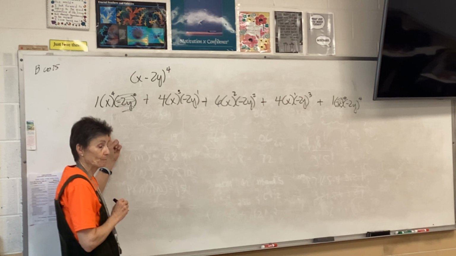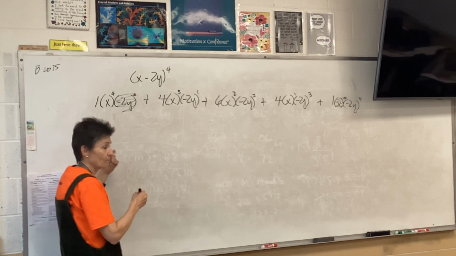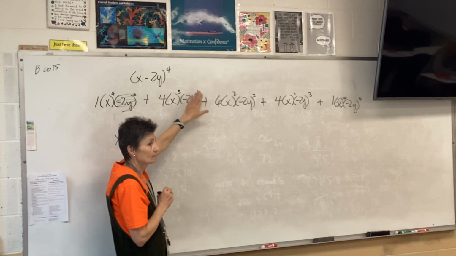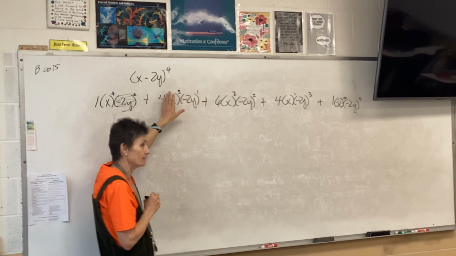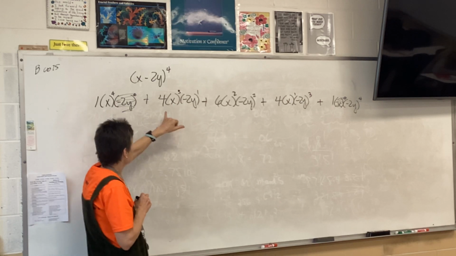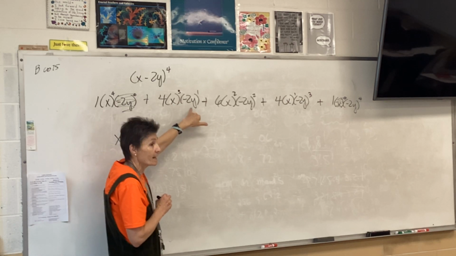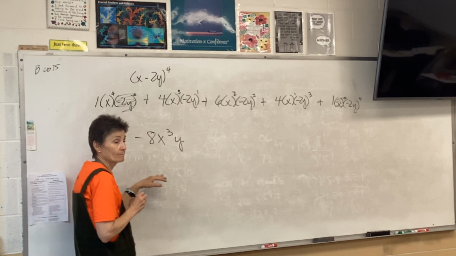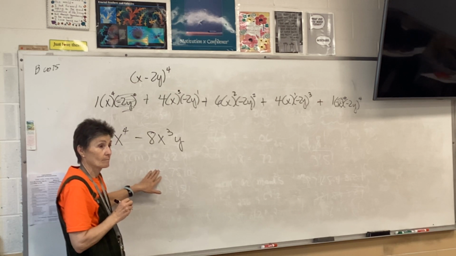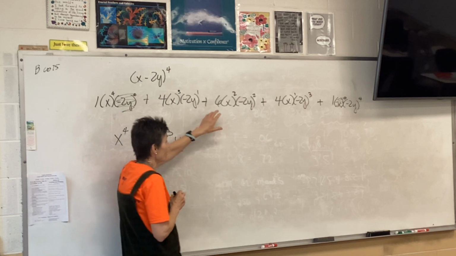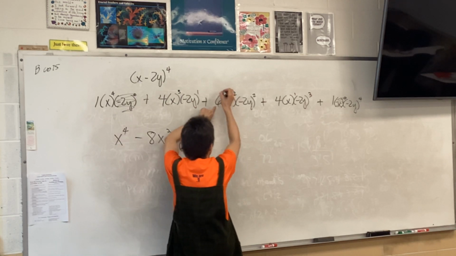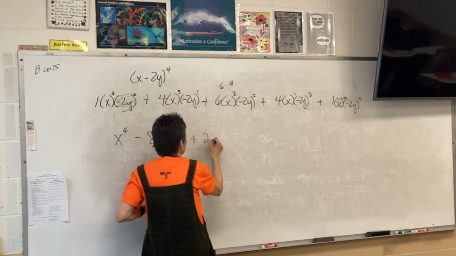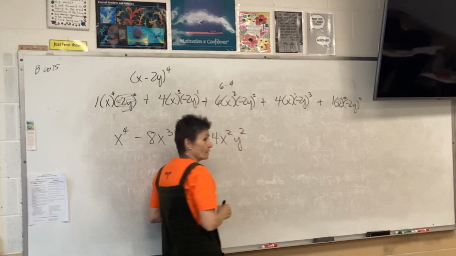What do I have here? X to the 4. Now be careful here. This is multiply. This is not a subtraction. It's actually going to become a subtraction, because when I multiply 4 times negative 2, I'm going to get negative 8. But be careful, what am I multiplying here? My 6 is going to be multiplied by what? 4. So 24 x squared y squared.